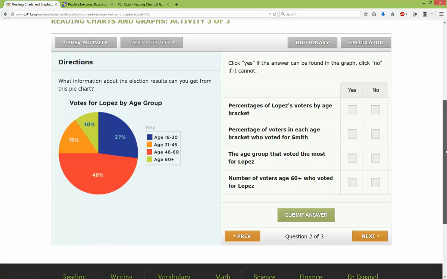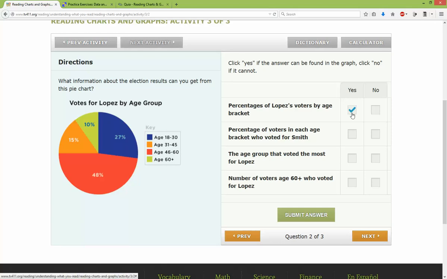Votes for Lopez by age group. Okay. Percentage of Lopez voters by age bracket. Can we answer this? Yes, that's the whole point of this chart here. Percentage of voters in each age bracket who voted for Smith.